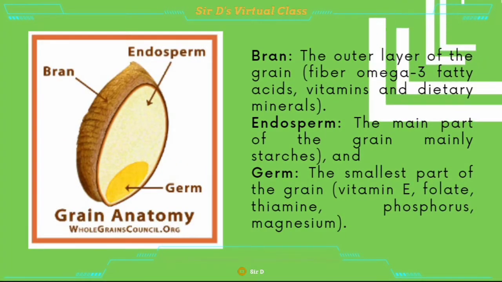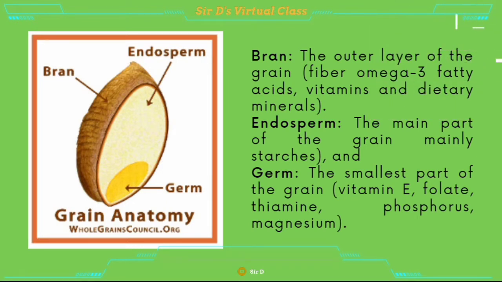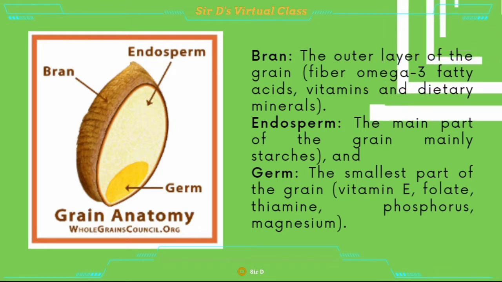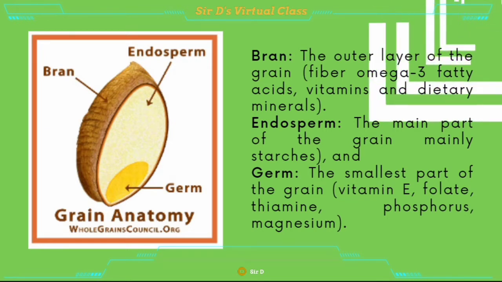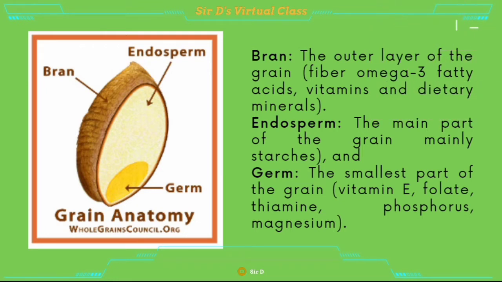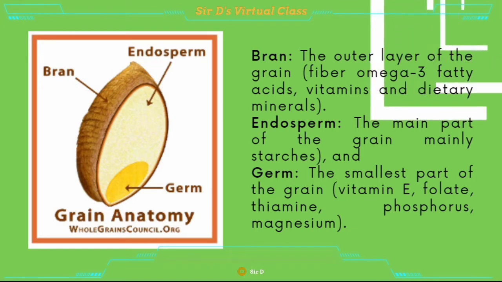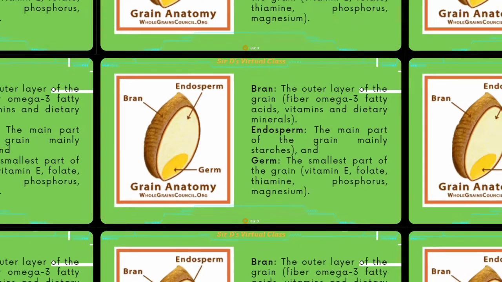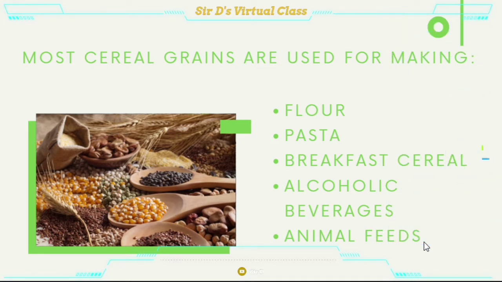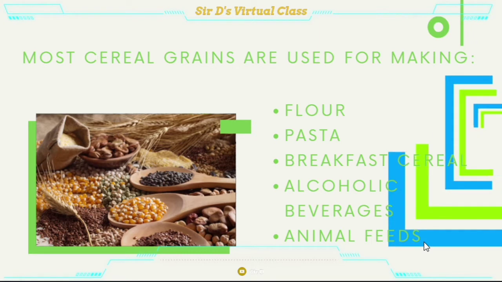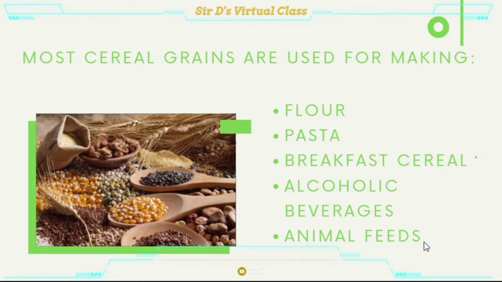Now, let us look at this illustration. Grain anatomy. It indicates three parts. You have the bran, which is the outer layer of the grain. The endosperm, the main part of the grain. And germ, the smallest part of the grain. Its nutritional value is also indicated in the text. Now, most cereal grains are used for making flour, pasta, breakfast cereal, alcoholic beverages, and animal feeds.